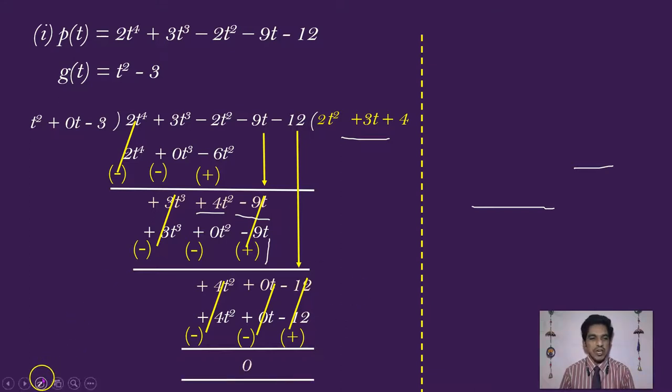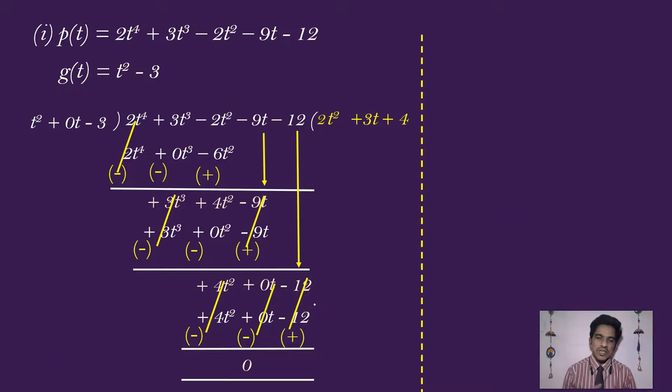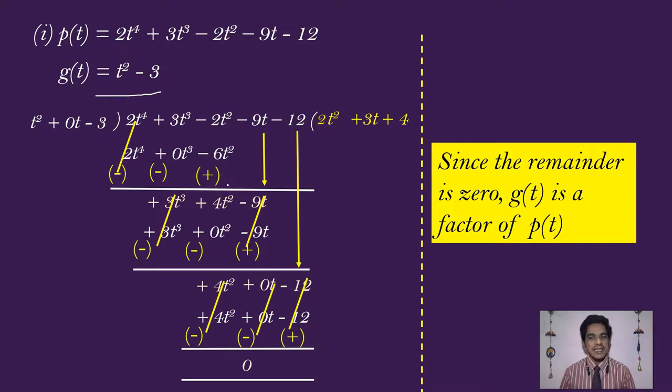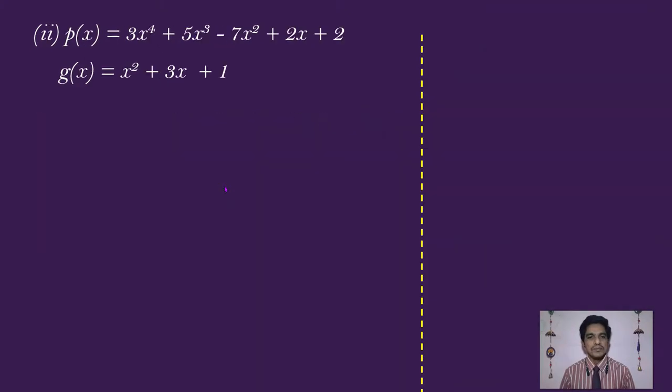So ultimately we got a remainder 0. So according to the division algorithm that we have been saying until now, if the remainder is 0, then the divisor is a factor of the dividend. So you have to write, since the remainder is 0, g of t is a factor of p of t. So this is a procedure you have to follow. If the remainder is 0 we write it is a factor, otherwise you have to write it's not a factor. Let us do the next problem.